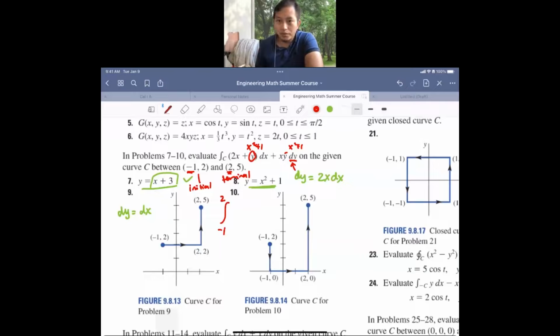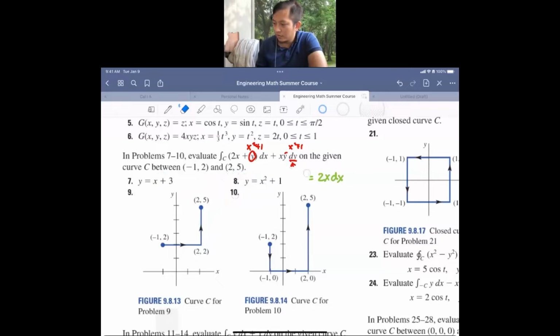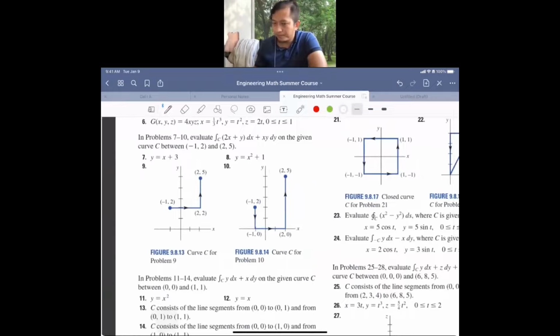Okay, if you need some calculation, I will write down the steps, but I think it should be okay, right? Do I need to write down for you how to write the parameters? Maybe let me write number 8. Okay, number 8.